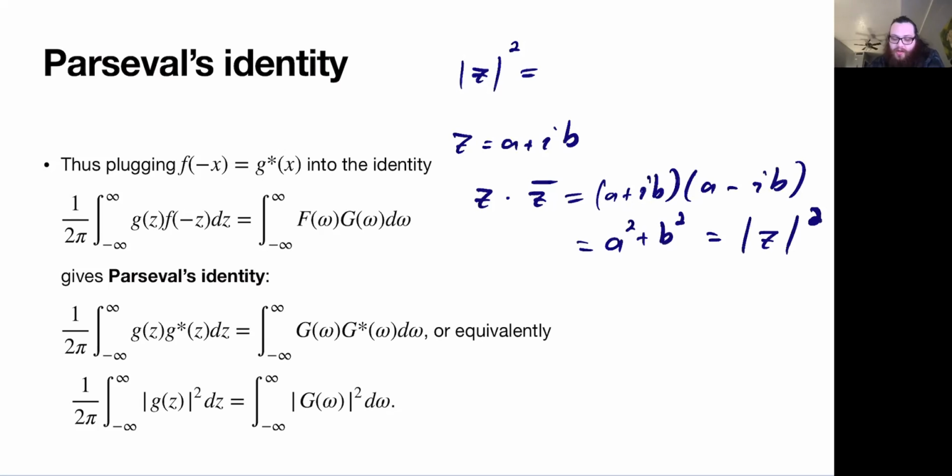But anyways, because we have g and its complex conjugate, and then capital G and its complex conjugate, what we end up with is on the left, this integral where we're integrating the absolute value, or the norm, of g squared over the entire domain for the signal. On the right-hand side, we're integrating the norm of the Fourier transform, or the frequency amplitude of the signal.